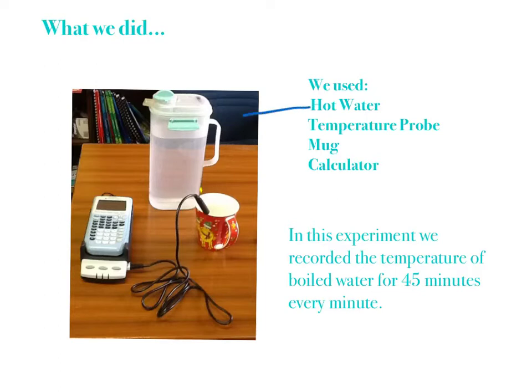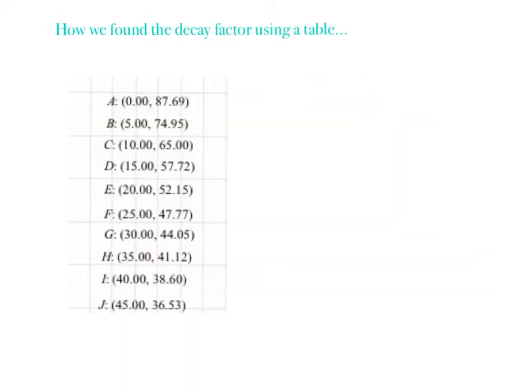So in this experiment, we used hot water, a temperature probe, a mug, and a calculator. Here's a table with the temperatures for every 5 minutes of the boiling water. Now, I'm going to show you how to find the decay factor by using a table. To find the decay factor, use a point.